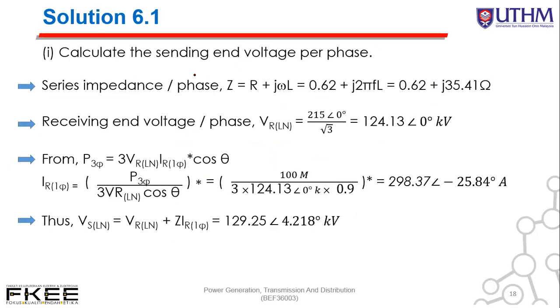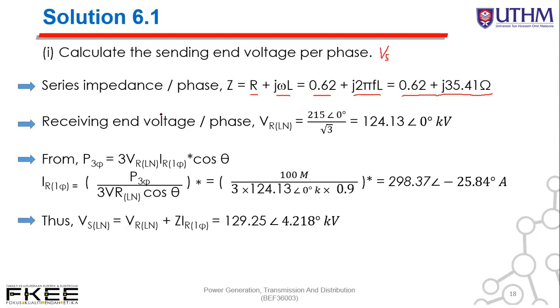So the first question is to calculate the sending end voltage per phase, VS. First we calculate the series impedance per phase. Z equals R plus j omega L. Using the values given, 0.62 plus j 2 pi f L, we get Z equal to 0.62 plus j 35.41 ohm. Okay, we have the impedance now.